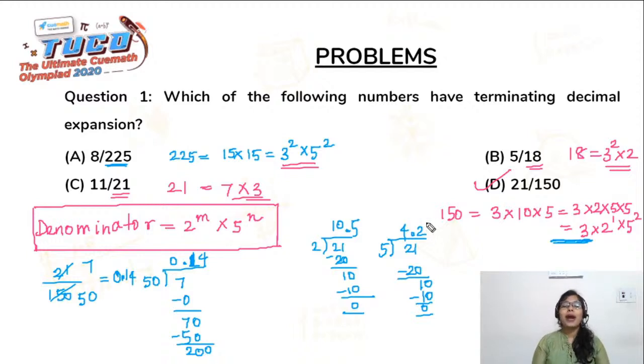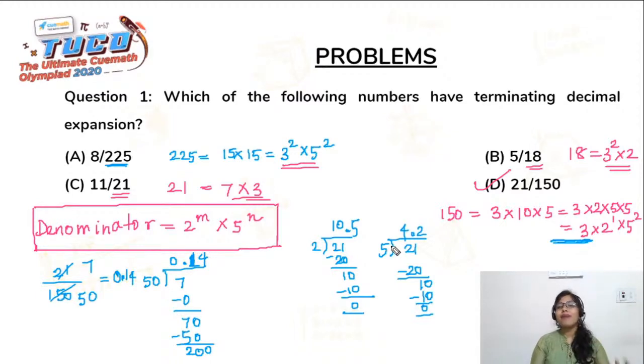I hope I was clear enough in explaining the reasoning behind taking 2 to the power of m and 5 to the power of n in a very simple manner. I also took 2 examples and showed it to you. Why is it happening so? You all can take your own examples and try to verify this.